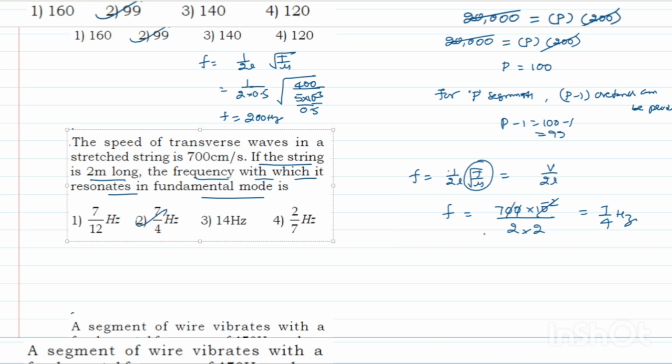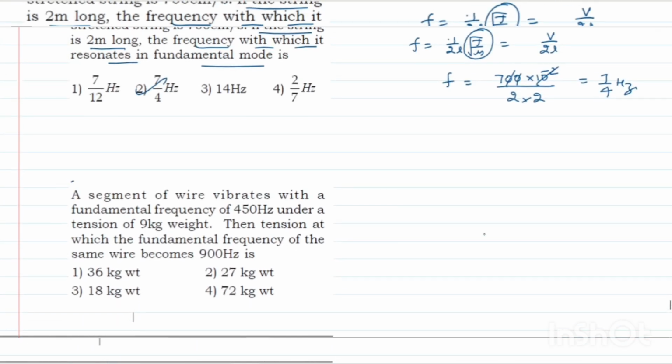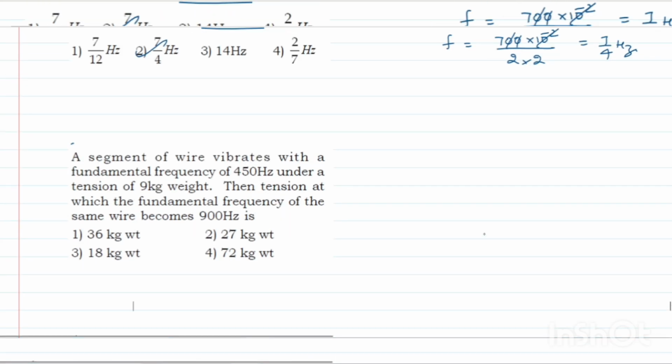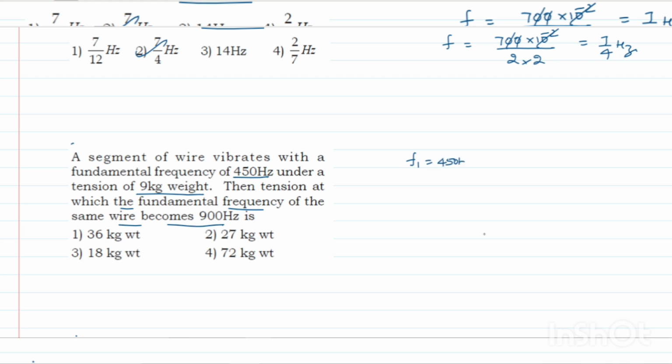Let us take the next question, students. It is given that a segment of wire is vibrating with a fundamental frequency of 450 Hz under a tension of 9 kg weight. They are asking the tension at which the fundamental frequency of the same wire becomes 900 Hz. So the initial frequency is 450 Hz, the next frequency is 900 Hz, T1 is 9 kilogram weight, and they are asking for the T2 value.